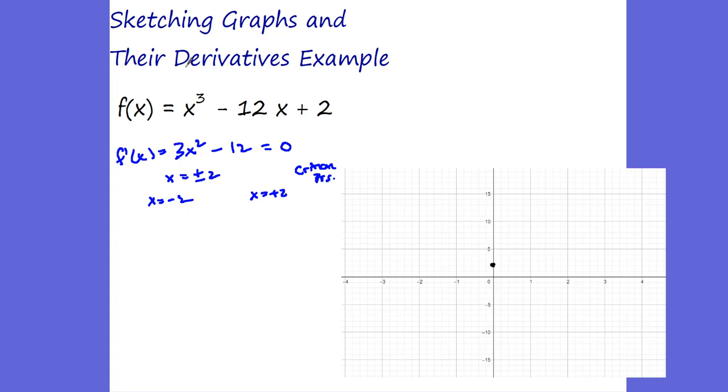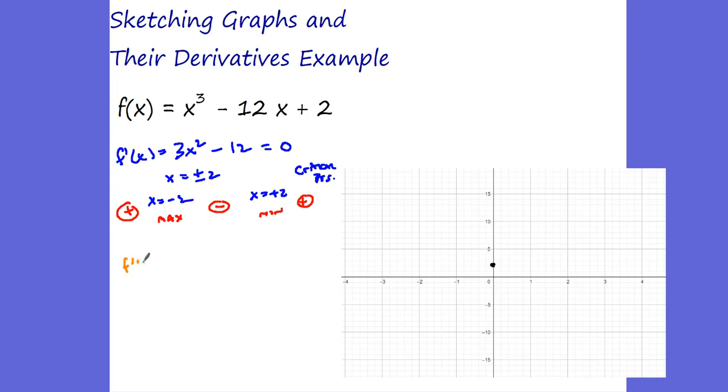Okay, now let's see if they're maxes or mins. We're going to plug in a number less than negative 2, and I'm going to get a positive value. I'm going to plug in 0, I get a negative value. A number bigger than 2, I'm going to get another positive value, which means I am going from positive slopes to negative slopes, which means I have a max right here at negative 2. I have a min right here at positive 2. And that's what I know from my first derivative.